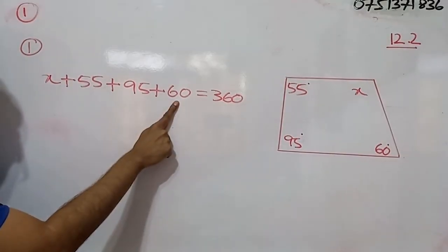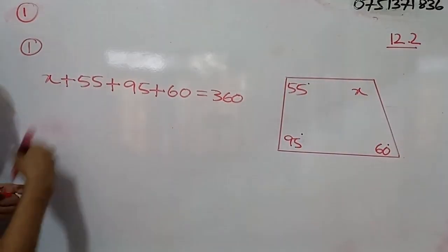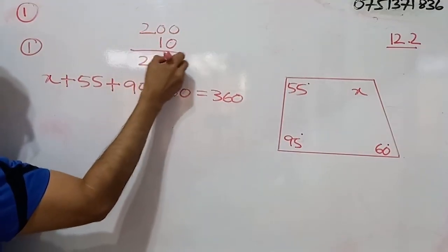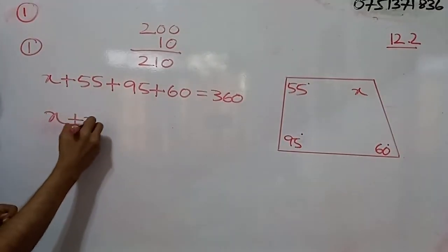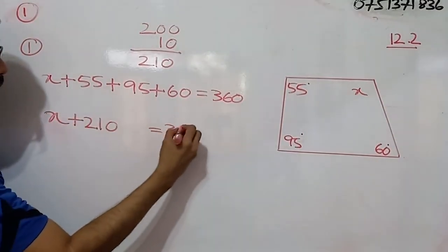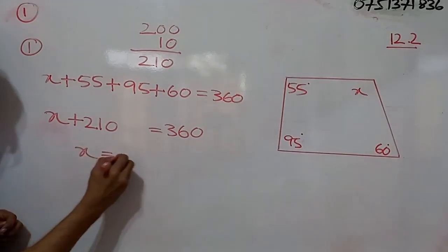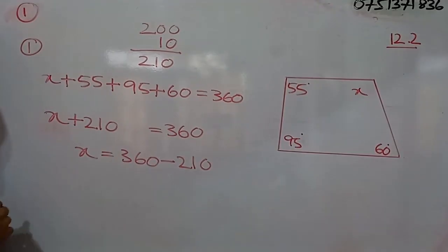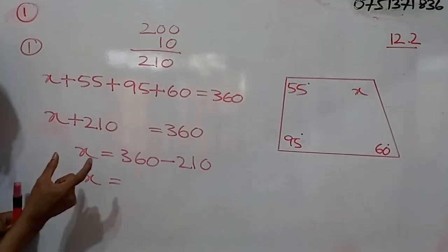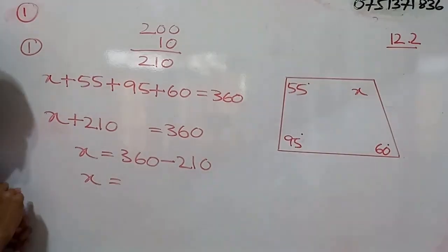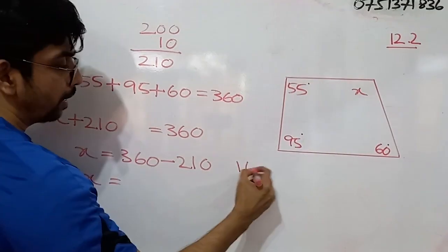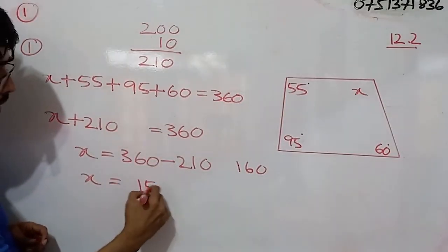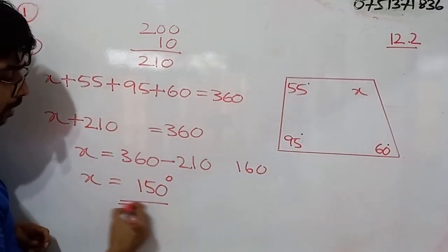If we add 60 to that, that becomes 200. So we have 200. To that we have to add another 10. So this becomes 210. So x plus 210 is equal to 360. So x is equal to 360 minus 210. Take 300 and subtract 200 from it, so we get 160. Then subtract another 10 from that, we get 150. So x is 150.